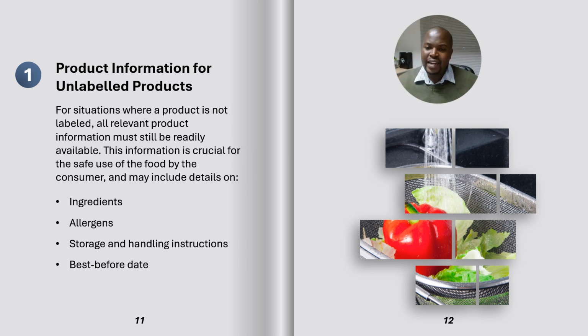So let's consider an example of a local farmers market where a vendor, let's say it's Green Valley Farms, sells fresh unpackaged produce directly to consumers. So that could be an example. One of their popular items is maybe mixed salad greens, which are sold in bulk without individual packaging or labels. Despite the lack of traditional labeling, Green Valley Farms is still required to ensure that all relevant product information is readily available to consumers.